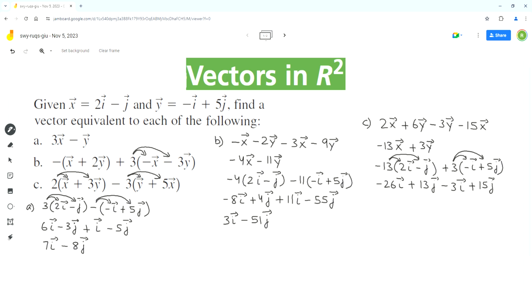Now we can combine the i and the j terms. So negative 26 minus 3 is negative 29, and 13 plus 15 is 28. So this should be the final answer for part C. So these are the steps you have to keep in mind to solve a problem like this one.